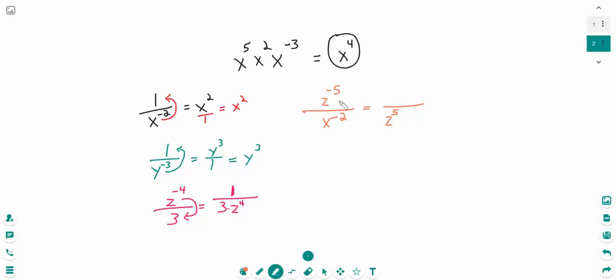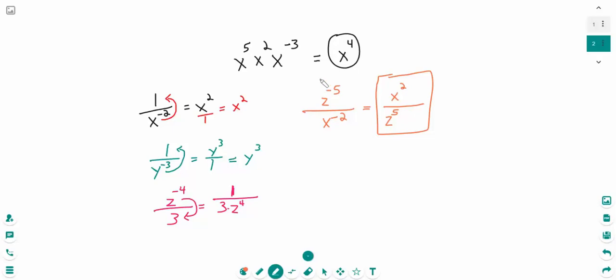and I want to move him to the numerator. So that, again, I get rid of the negative sign. So it's going to become x to the positive 2. And there we go. We have eliminated our negative exponents. It's as simple as that. All right? So hopefully that is making sense.